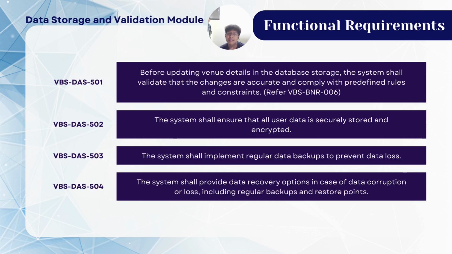Moving on to the last module in the functional requirements of the VBS is the data storage and validation module. So the first requirement, DSV 501, is before updating venue details in the database storage, the system shall validate that the changes are accurate and comply with predefined rules and constraints, which you can refer to a business rule. And then 502 is the system shall ensure that all user data is securely stored and encrypted.